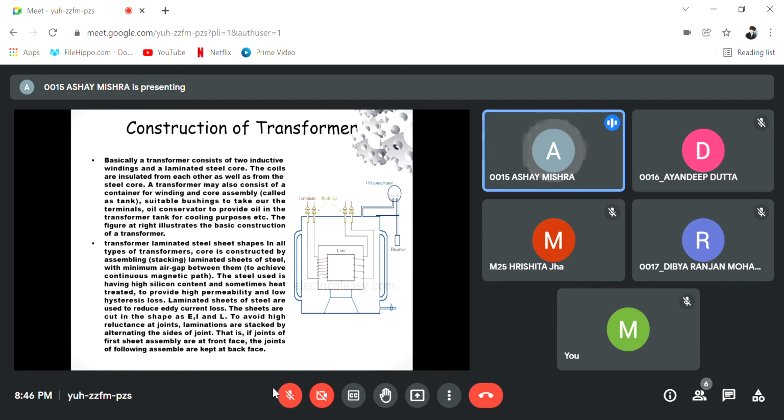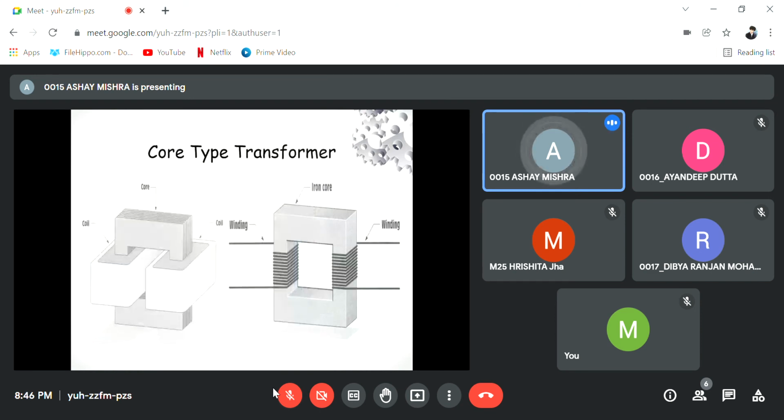The sheets are cut in shapes such as E, I and L to avoid high reluctance at joints. Laminations are stacked by alternating the sides of the joint. That is, if the joints of the first sheet assembly are at the front face, the joints of the following assembly are kept at the back face. The next slide is about the types of construction of transformer.